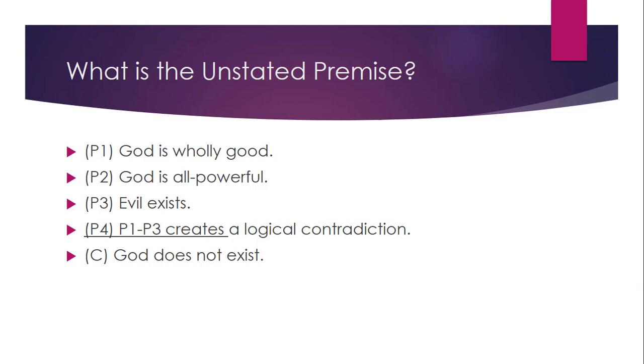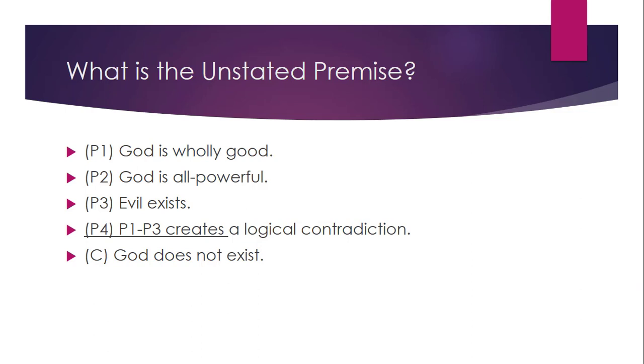Okay, so here is an example case where I would like for you to try to find what the unstated premise is. So here we have a classic argument. This is in the history of philosophy. And this is the argument concerning the problem of evil against God's existence.